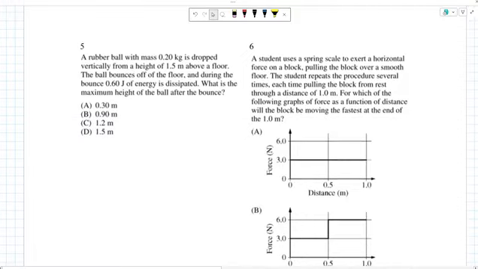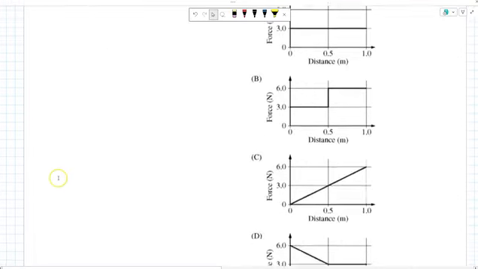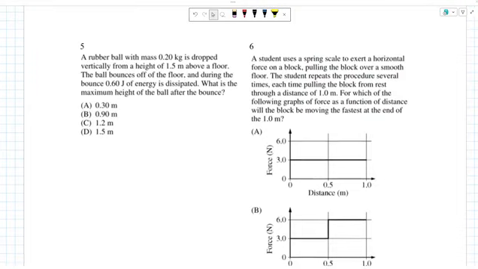All right, next one, we have a rubber ball that's going to be dropped vertically from a height of 1.5 meters above the floor. It bounces, and it loses 0.6 joules of energy, and then I want to know the maximum height of the ball after the bounce.